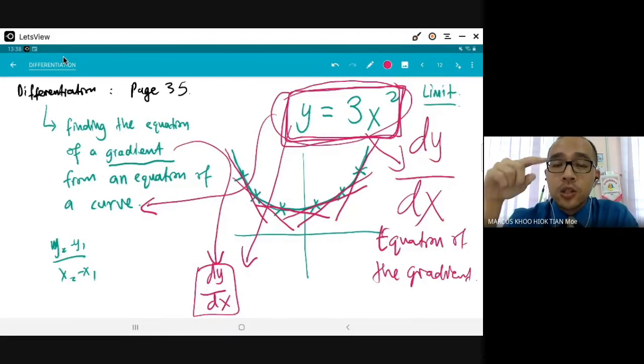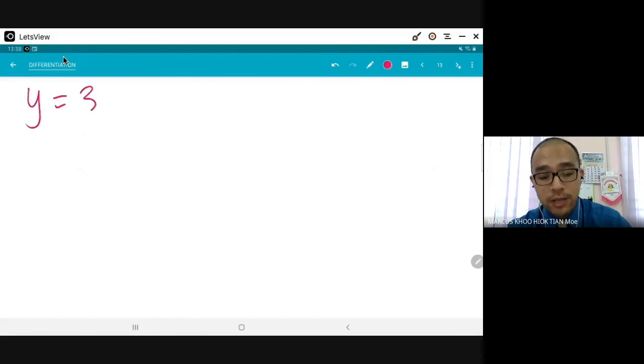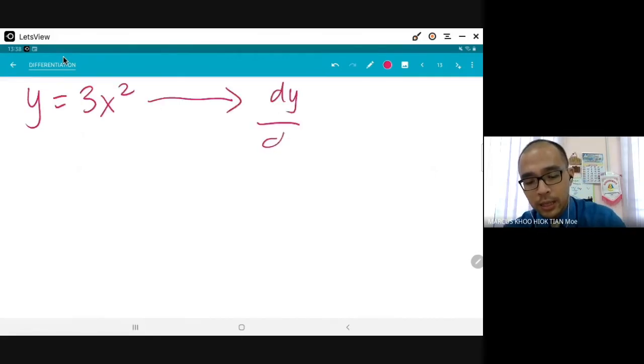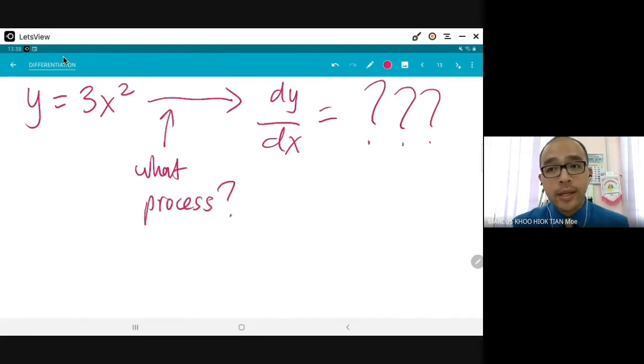Okay, so the question is, how do I change the equation of the curve, contohnya macam ni, to become dy dx equals to entah apalah. Okay, what is the process? Apa dia punya proses? Okay, how do we do it? Banyak kali cakap benda yang sama. Okay, how do we do it?